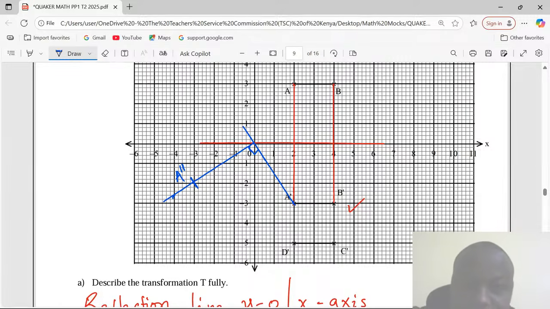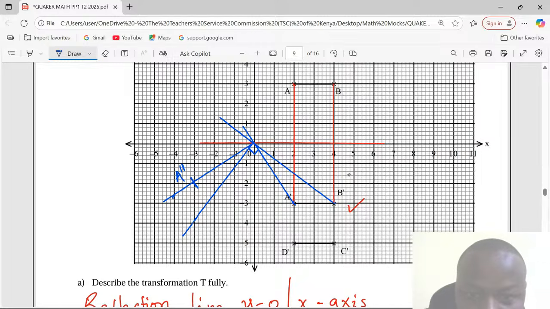Then I do the same for B. So I connect B to the center. Then I measure again 90 degrees in the clockwise direction, that way. Then I also measure again and mark off an equal distance from B to the center.